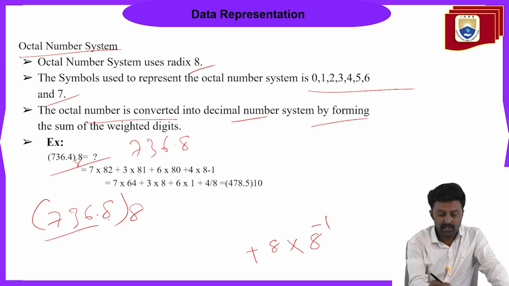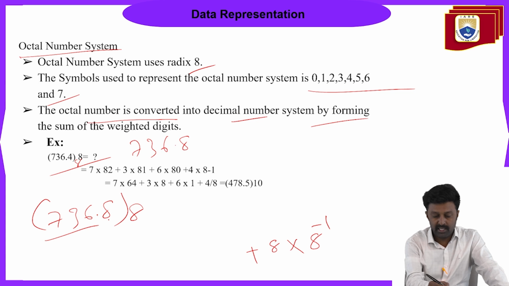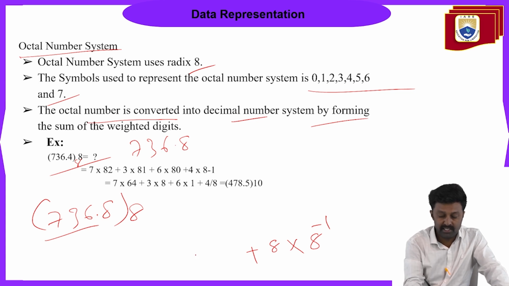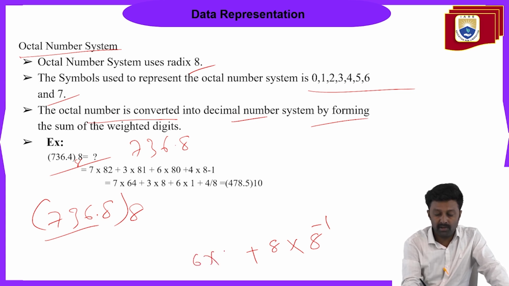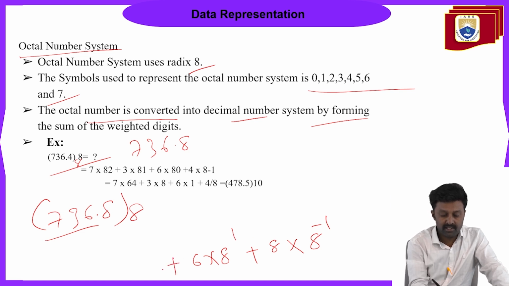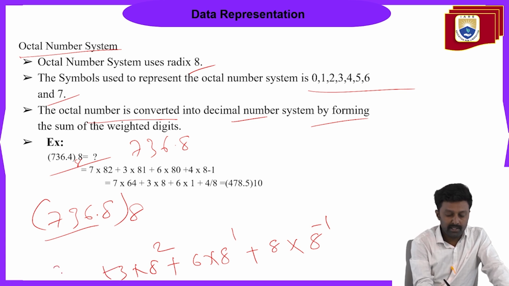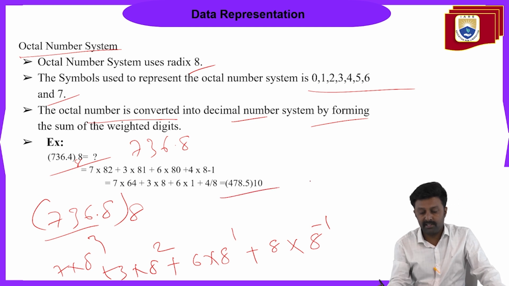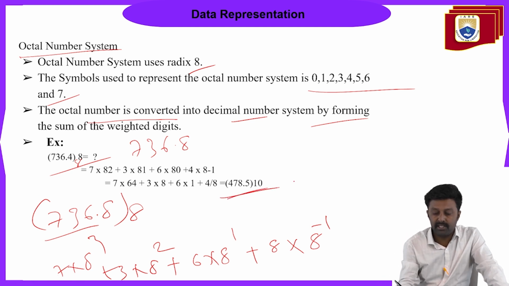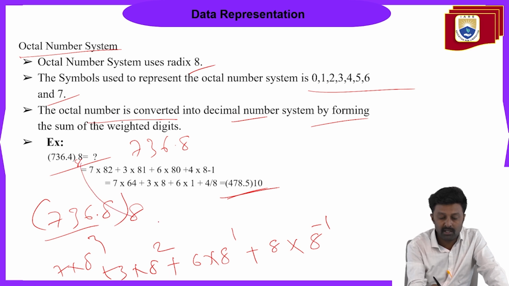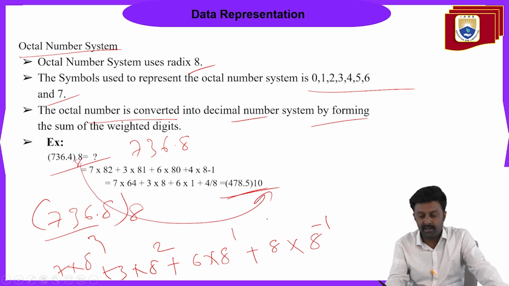So here after the decimal, 4 is there, so 4 into 8 to the power of -1. Then we have to start with the numbers before the decimal point. What is the first number? 6. Since it is an octal number, we multiply 6 into 8 to the power of 0. Next, the number is 3 into 8 to the power of 1. Then the number is 7, that is 7 into 8 to the power of 2. If we add all these numbers, then the number is 478.5.